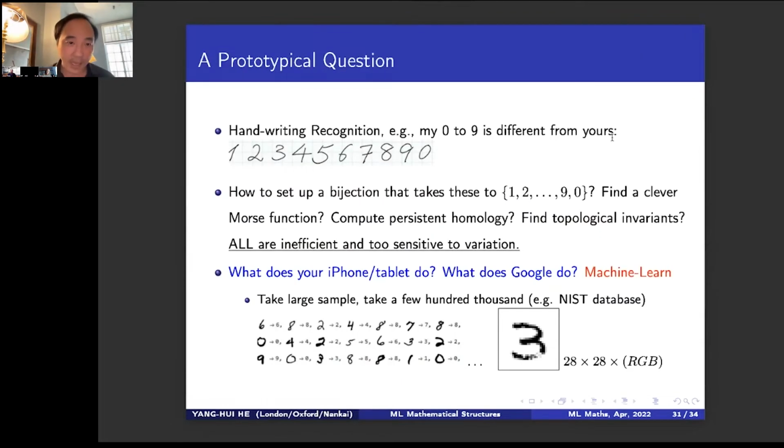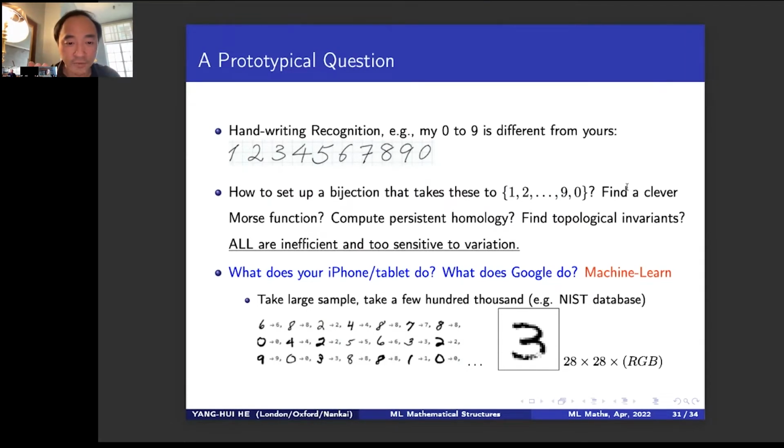So the problem is like this analog. If I write these digits from 0 to 9, this is how I write them. How do you make the computer recognize this? In other words, you want to take a bijection from this set to this set. Well, if you ask a mathematician how they would do this, he or she will say, maybe we find a clever Morse function, you detect the critical points of these numbers, or maybe compute persistent homology. Do your favorite thing. But these are highly inefficient ways of actually setting up this bijection.